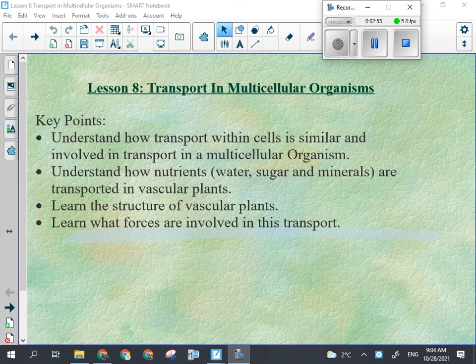Then we're going to look at the structure of vascular plants. What are some of these systems of tubes called? What do they transport? Stuff like that. And then look at the forces that are involved in moving them from place to place. Guys, every year, every semester, on the unit exam for this, I have a question that asks straight out memorization: what transports this material and how does it do it? So it's basically straight out of this lesson. So make sure you're on the lookout for that.